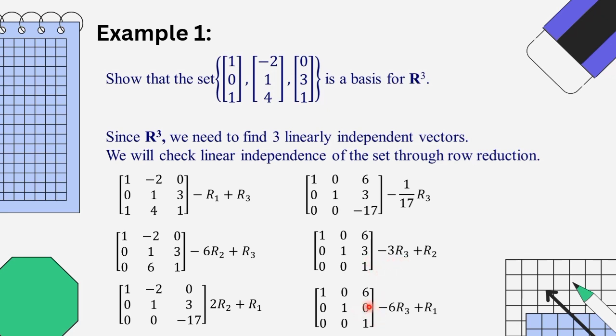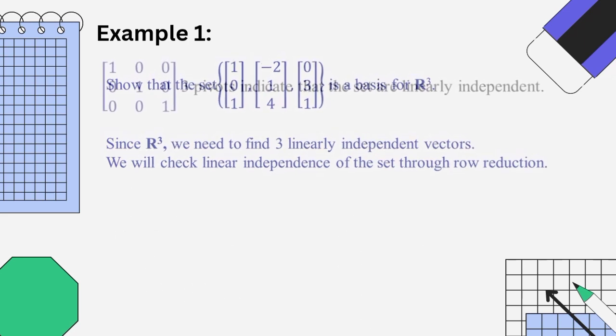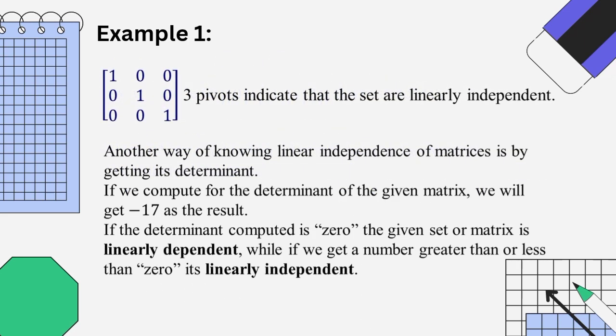Now, next is to make 6 equal to 0. So, what are we going to do? We multiply -6 from our row 3 and add it to our row 1. And for the result, let's take the next slide. After doing the operation on our last slide, we will achieve this result. So here we have 1, 0, 0, 0, 1, 0, and 0, 0, 1. Now we've already achieved an identity matrix based on our operation.